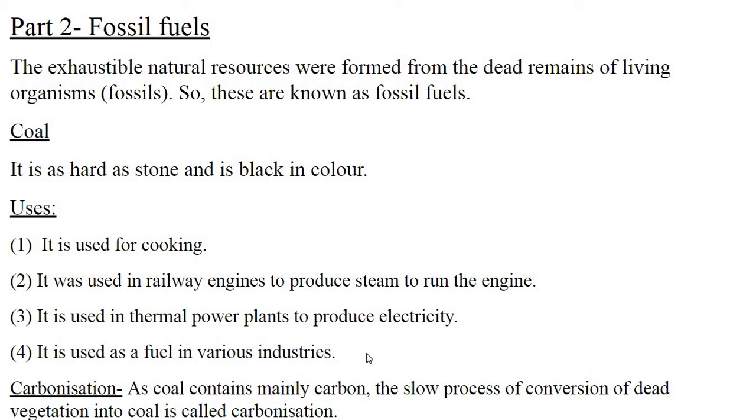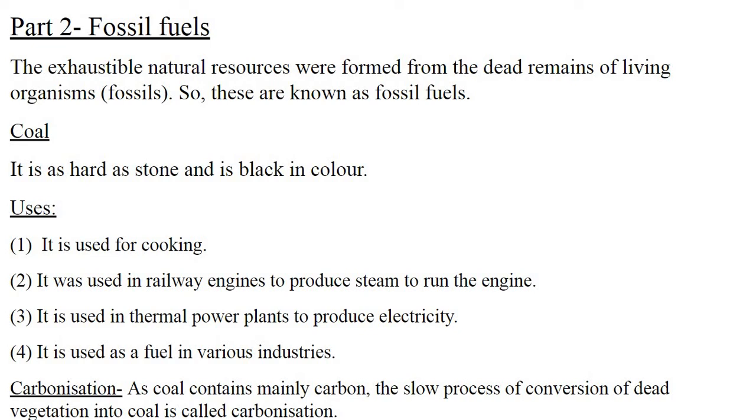Then how is this coal formed? We have already learned that it's an example of an exhaustible natural resource, so it took many millions of years to form. Then how is it formed? About 300 million years ago, the earth had dense forests in low-lying wetland areas. Due to natural processes like flooding, these forests got buried under the soil. As more soil was deposited over them, they were compressed.